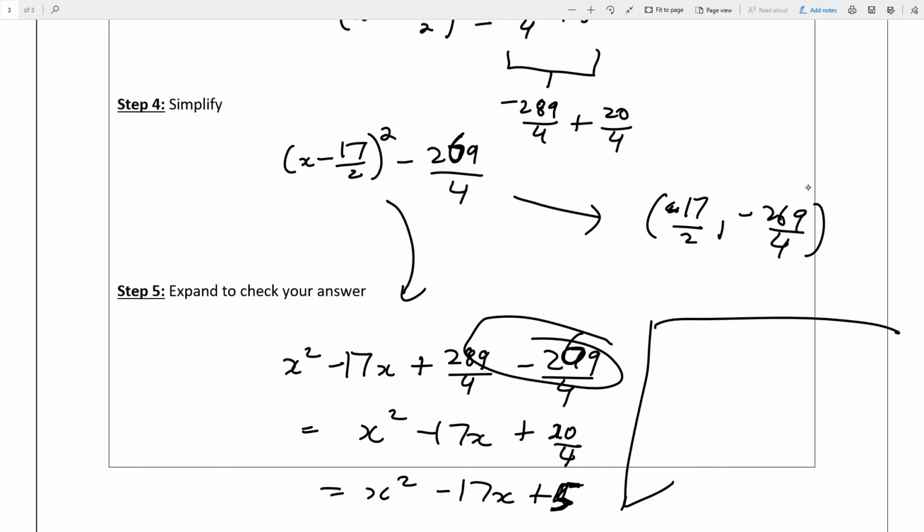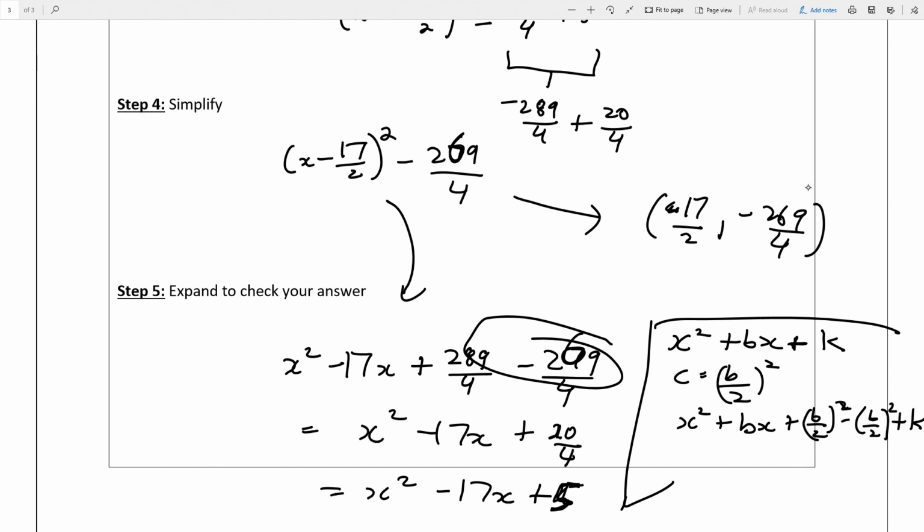Now again, to summarize, to get the c value, let's say our expression is x squared plus bx plus some k. Then the c value that we want is going to be equal to b over 2 squared. So then our new expression would be x squared plus bx plus b over 2 squared, which is our c, minus b over 2 squared plus k. Okay, and then we factor the first three. We get x, plus or minus b over 2, squared, and then minus b over 2 squared plus k, and then we simplify this, and that's how we get our vertex form.